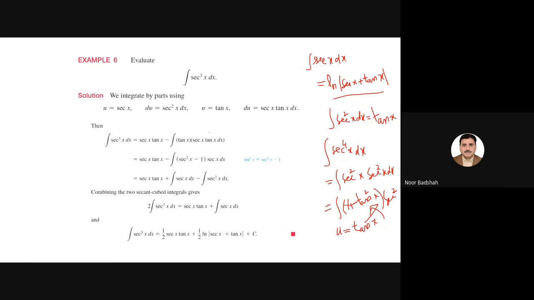If we have secant cube x, we will take that as secant square x into secant x. You would write this in this form: secant x into secant square x. And then by using integration by parts, this will be taken as first function, this is second function. This is u and this is v. So we get at the end this integral, if you apply integration by parts.